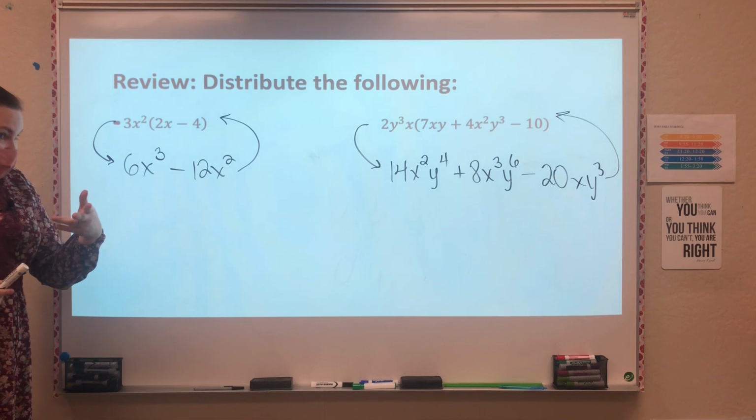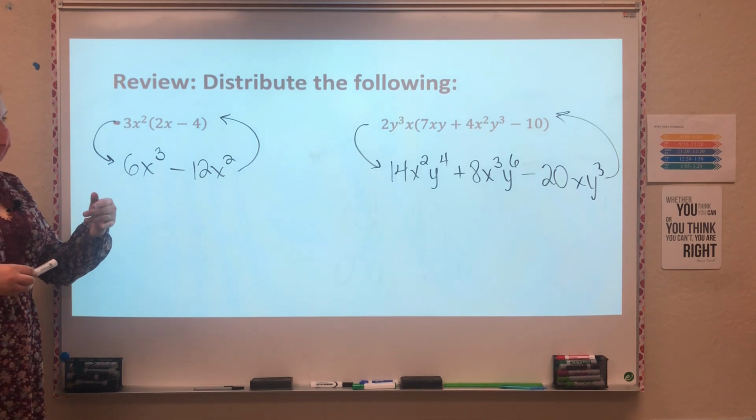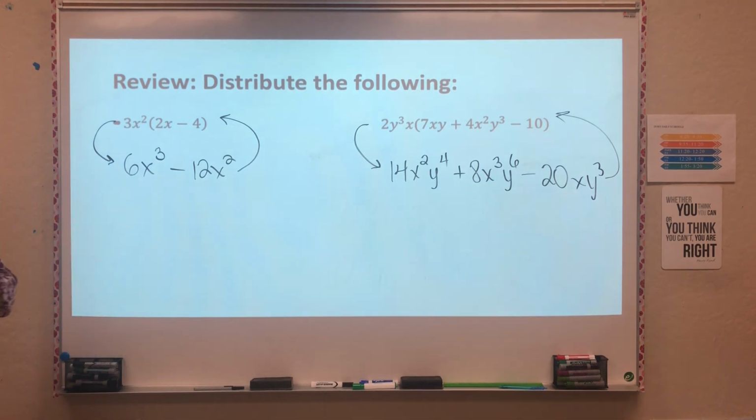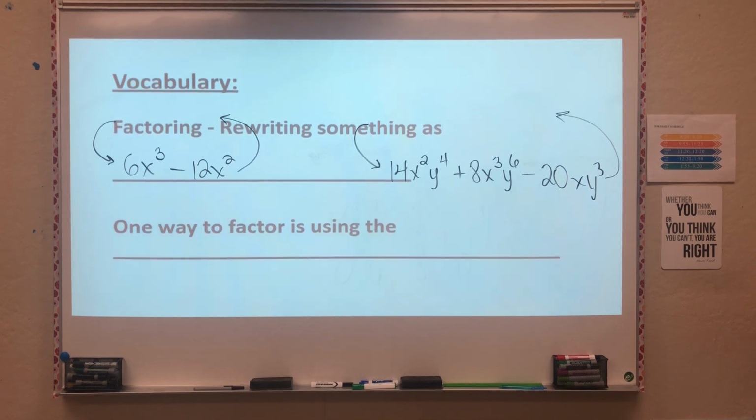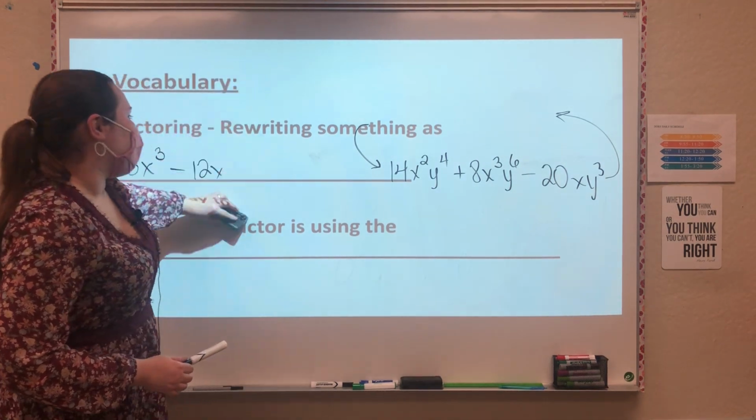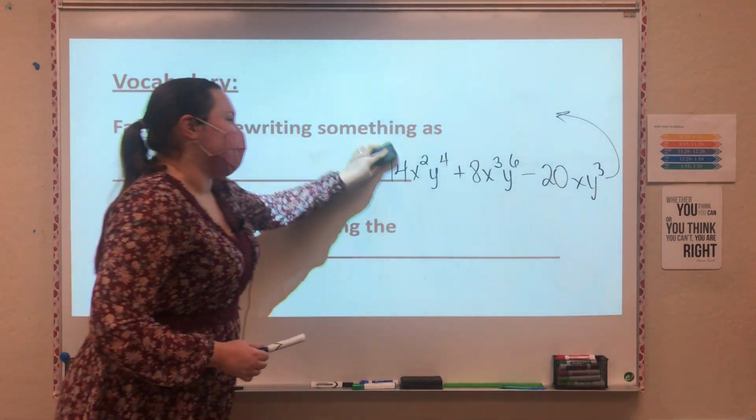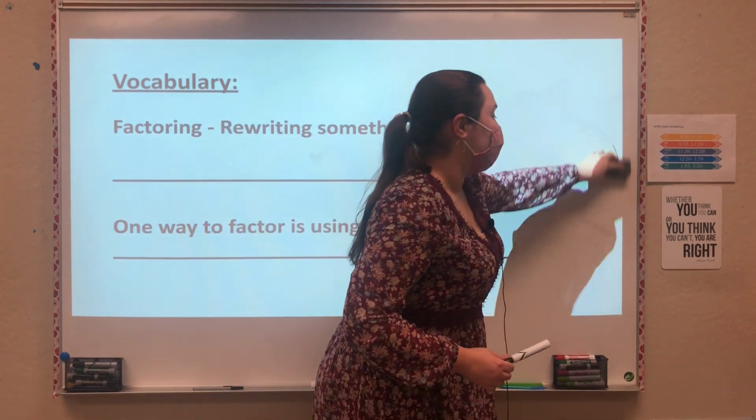There's going to be a couple different ways we learn how to factor. The way we're learning today is using something called GCF, which says greatest common factor. There we go. It was buried back in your brain. So this is just going to review what we said here. Factoring is rewriting something as multiplication.